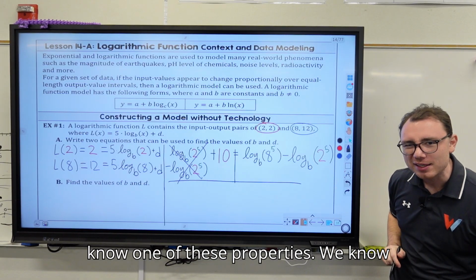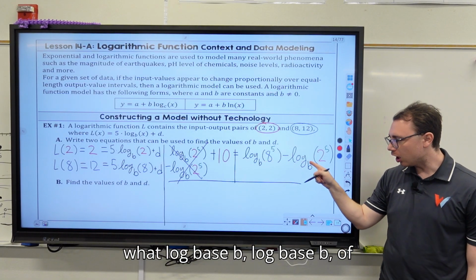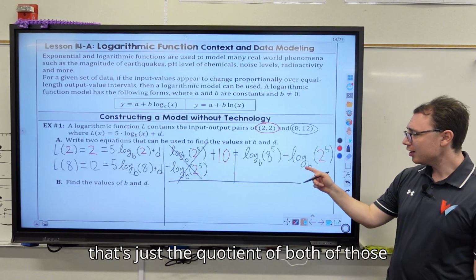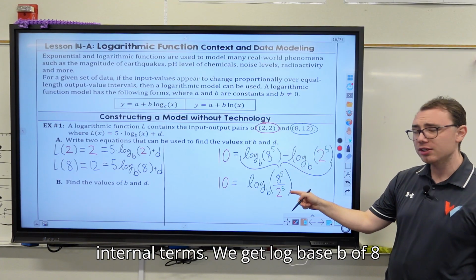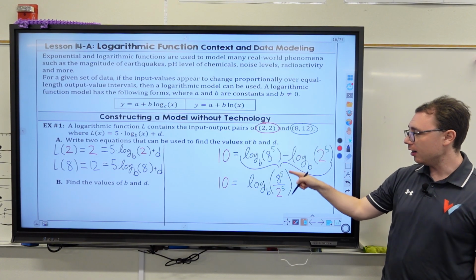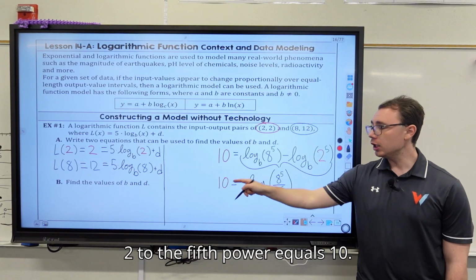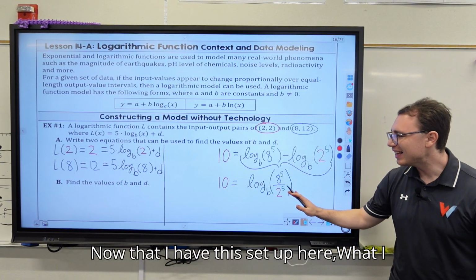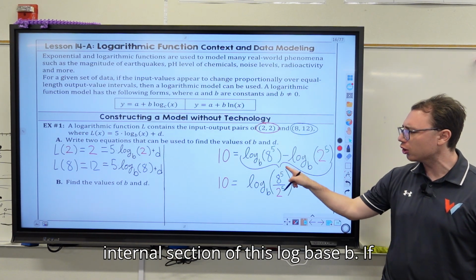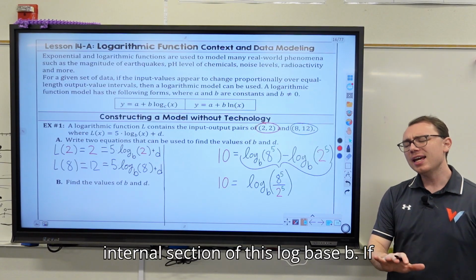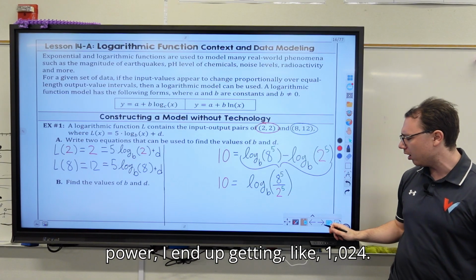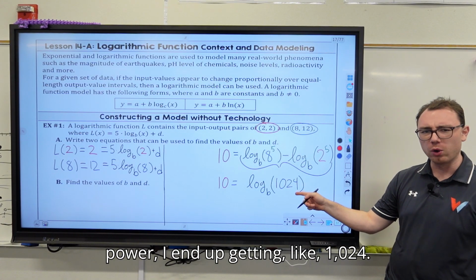We know one of these properties. We know what log base b of something minus something is. Really, that's just the quotient of both of those internal terms. We get log base b of 8 to the 5th power divided by 2 to the 5th power equals 10. Now that I have this set up here, what I want to do is solve out the internal section of this log base b. If I type 8 to the 5th power divided by 2 to the 5th power into my calculator, I end up getting 1,024.